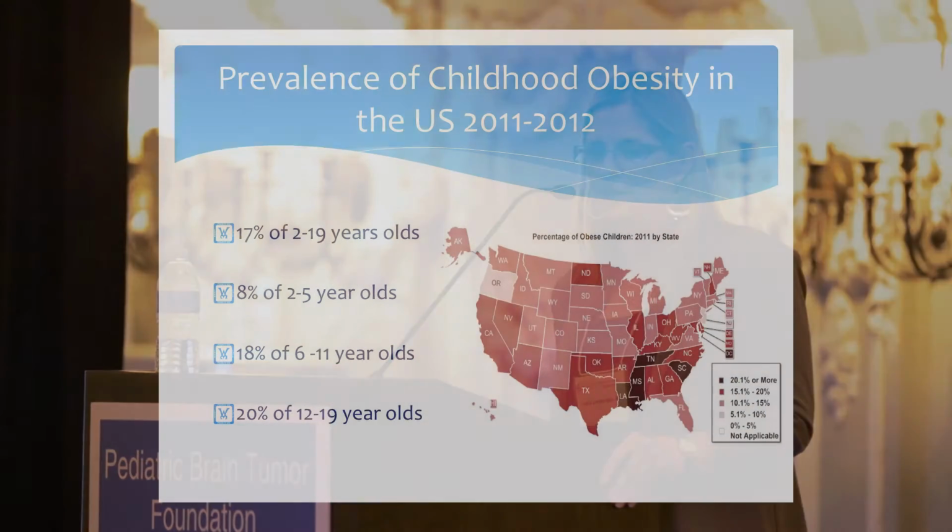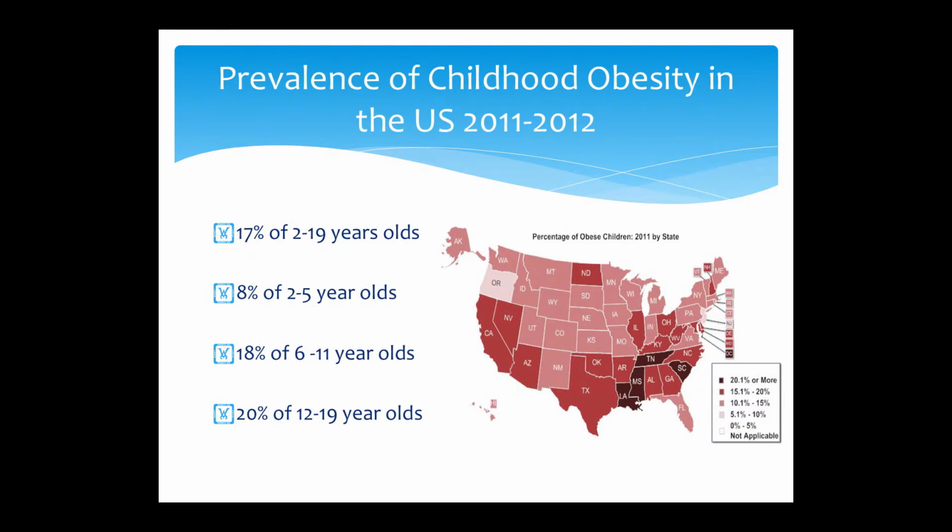Not to mention the concerns of heart disease. We've got the liver, kidney, bones, all that to worry about. So this was from 2011, 2012. So 17% of children 2 to 19 years of age are considered obese in the United States. For the children 2 to 5 years of age, it's 8%. From 6 to 11 years of age, it was up to 18%, and 12 to 19-year-olds was 20%.